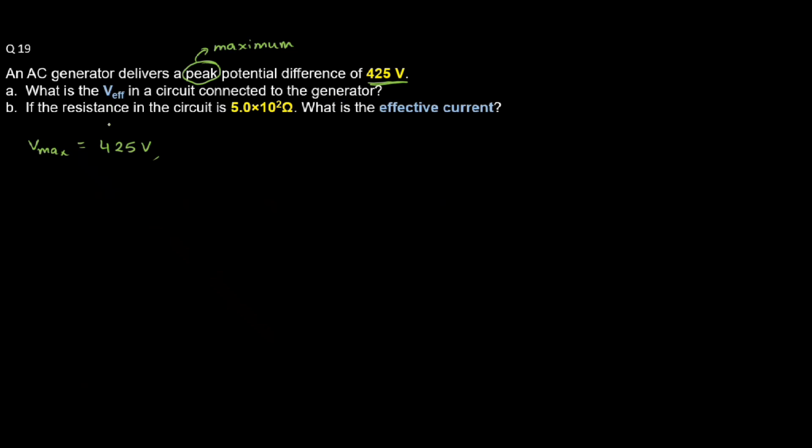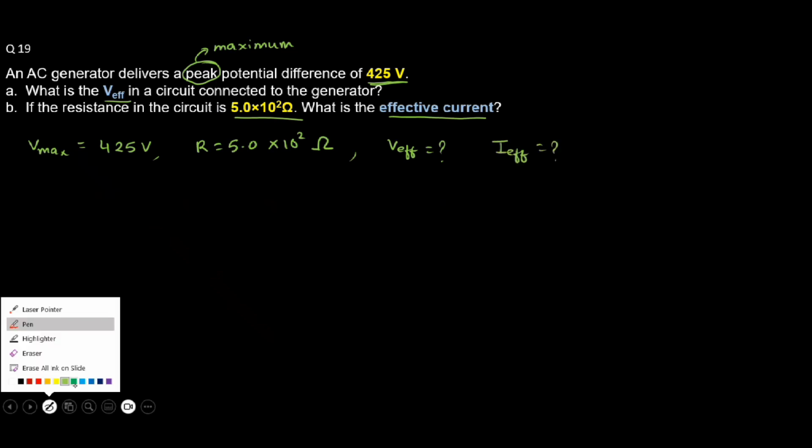And you have been given resistance in the circuit, so this is my resistance R, 5.0 times 10 to the power 2 ohm. What is the effective current? The question wants me to find what is effective potential difference, and part B wants me to find what is effective current. Let's start with finding effective potential difference.